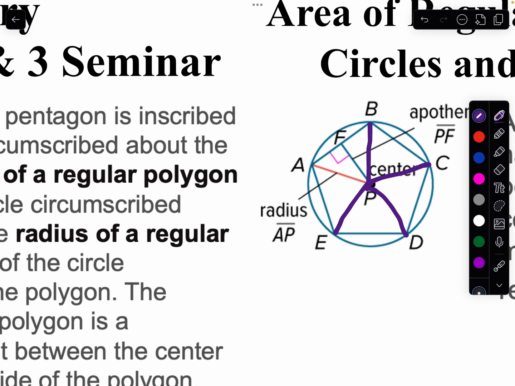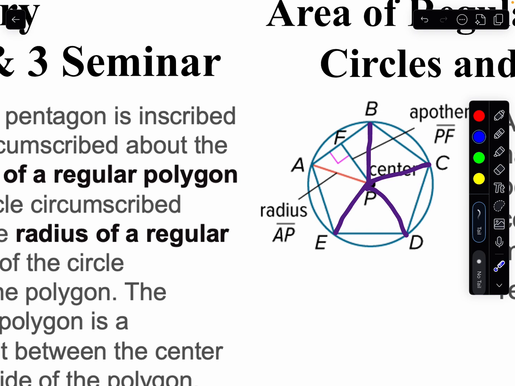Notice we have another new segment we haven't talked about. It's called the apothem. Spelled kind of weird, A-P-O-T-H-E-M. What is that? It is the height of the triangle that we made by drawing 2 radii. And that is kind of important because that's how we find the area of this shape.